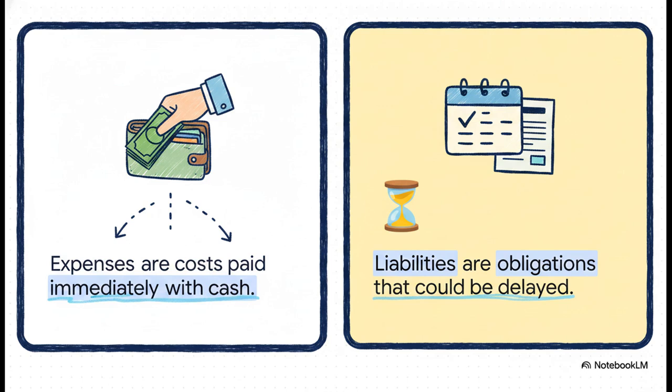Next up is Section 5, decoding expenses versus liabilities. Notice how clearly our source material draws the line here, because this trips a lot of people up. Expenses are the costs of a company's operations, and they can be paid immediately with cash. On the flip side, liabilities are the obligations and debts a company owes. So if a payment is delayed, it creates a liability. Buying printer paper with cash today, that's an expense. But if you buy it on a 30-day invoice, you've incurred an expense and you've created a liability, a debt you have to pay later.